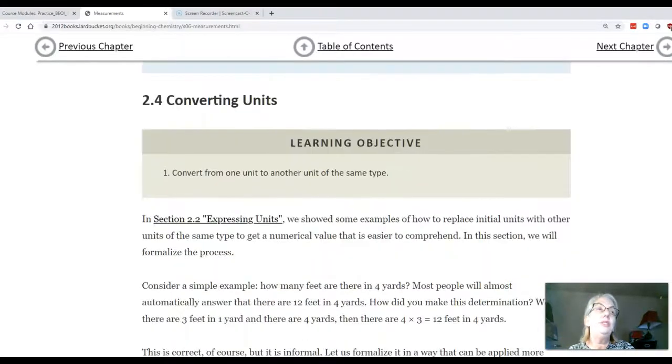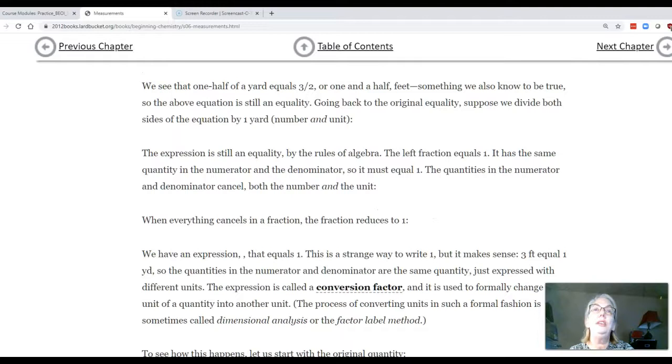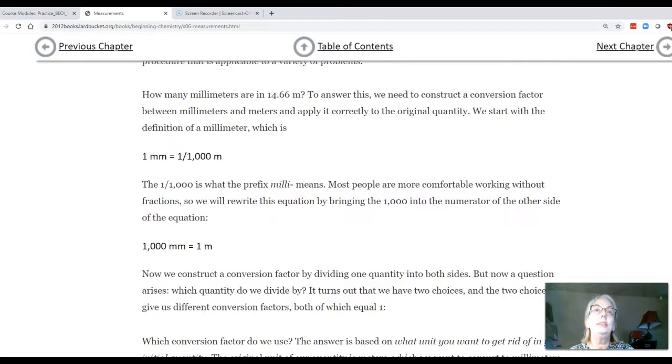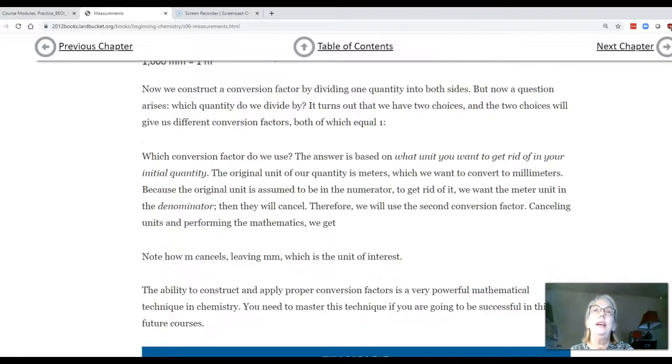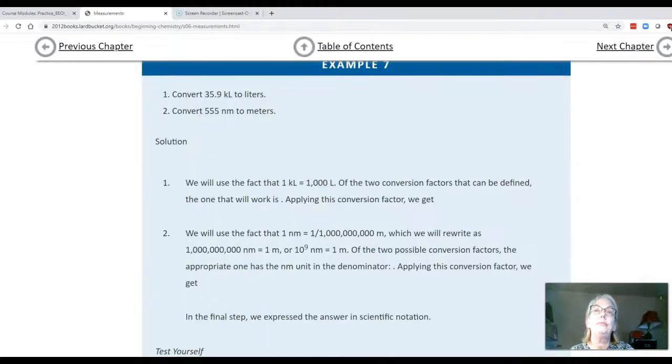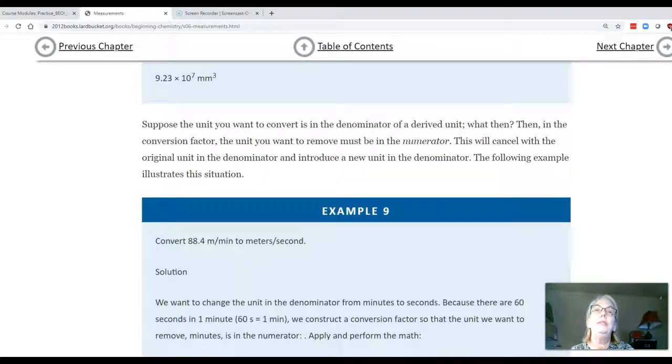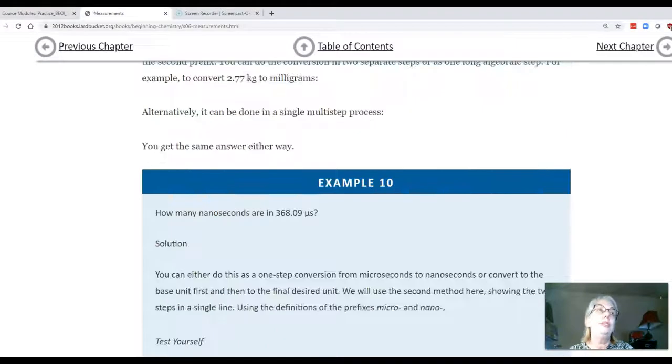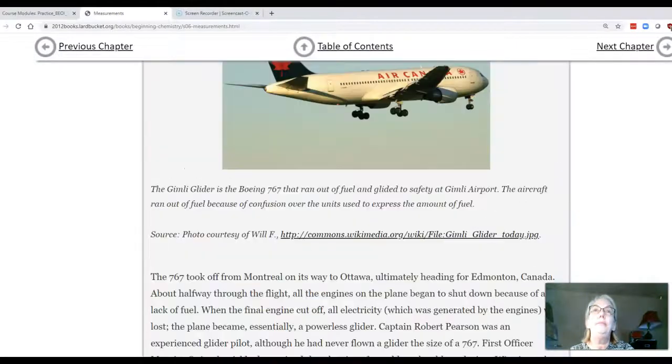And then conversions are very, very important, and we're going to use this a lot throughout the semester. So converting is very important. This is another section that you really need to know how to use. Understand what a conversion factor is, and we need to be able to use these all semester long and throughout the science and chemistry courses that you take. Here are some example problems for you. So make sure you understand how they're done.